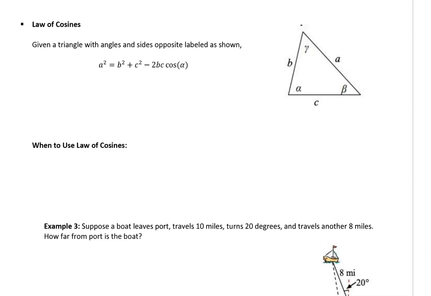The law of cosines says that given a triangle with angles and sides opposite labeled as shown, so same labeling, you can see alpha is across from A, beta is across from B, etc. Then the law of cosines says that a squared is equal to b squared plus c squared minus 2bc cosine of alpha. Whew, that's a lot.